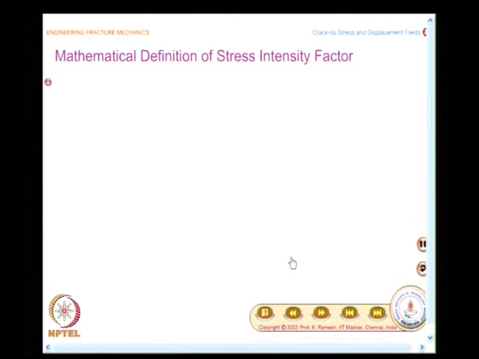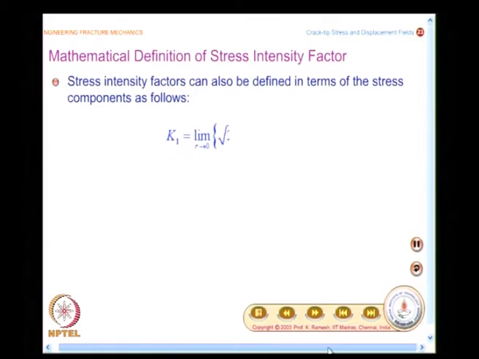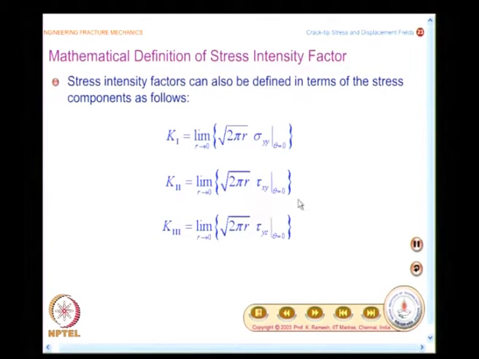Soon we are going to look at the stress field. Based on that, we could also have definitions for the stress intensity factors. For the mode 1 stress intensity factor, you take the expression for sigma yy at theta equal to 0, premultiplied by root of 2 pi r, and in the limit r tends to 0, whatever you get is the mode 1 stress intensity factor.